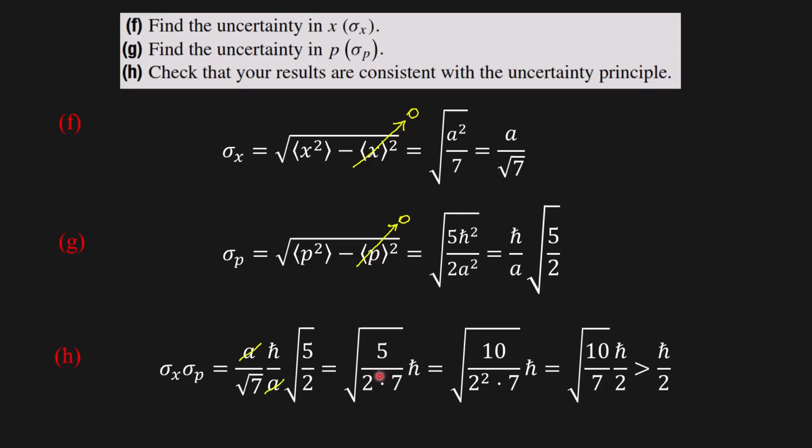Now what I am going to do is you multiply and divide by 2. That is this 5 will become 10, this 2 will become 2 squared multiplied by 7. So 2 squared will become 2. So this will become h cross over 2, then square root of 10 over 7, which is definitely greater than h cross over 2. So we have checked the uncertainty principle also.